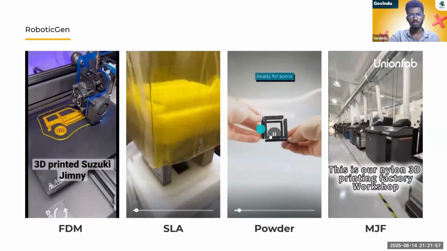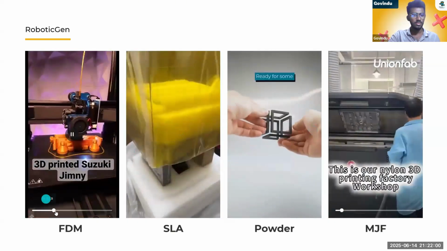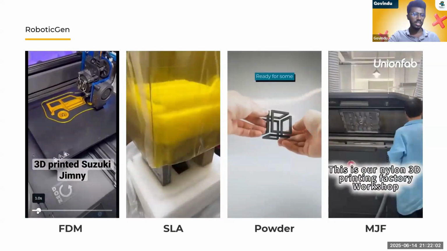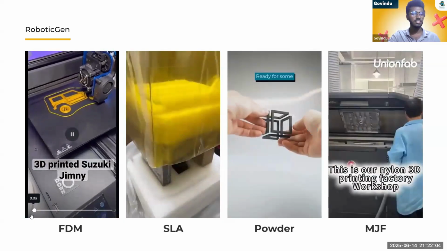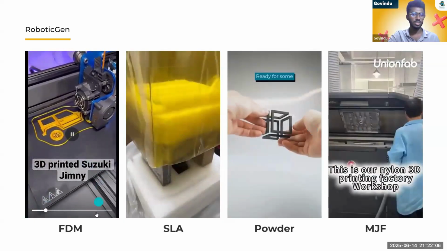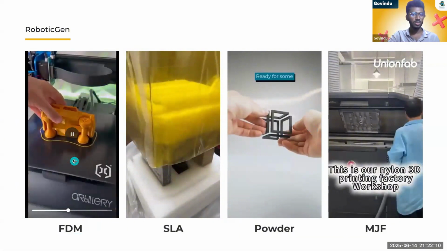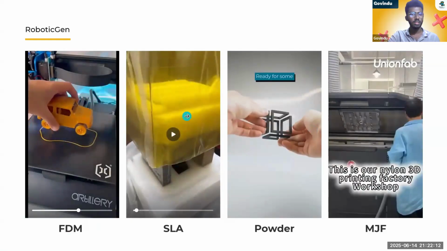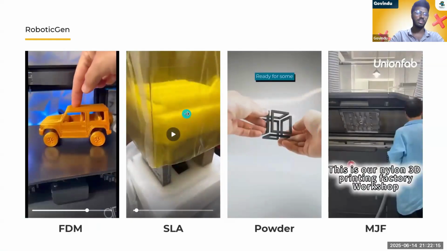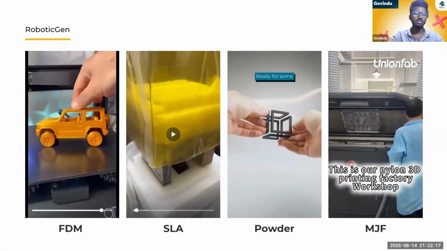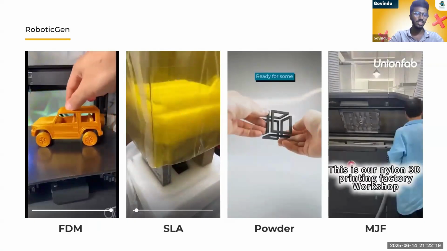This is our nylon 3D printing factory. This is the first one, the extrusion category, and this is FDM printing. Basically, the nozzle goes around the bed and prints the whole thing. This is the most common one, and you can see it in everyday life. So this is FDM printing.